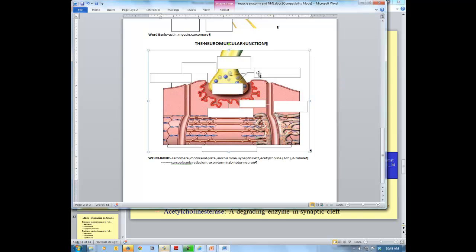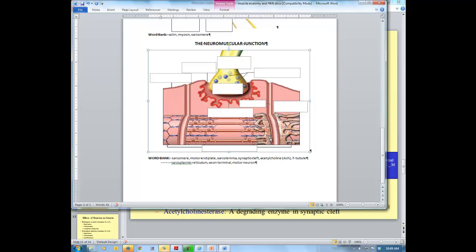And then the sarcolemma has these tubules that go down deep into the muscle cell. So anything that's happening on the surface can be transmitted deep inside the muscle cell through these, it's almost like a sewer system down deep under the streets of a city. These are called T-tubules. So this right here you want to label T-tubule.